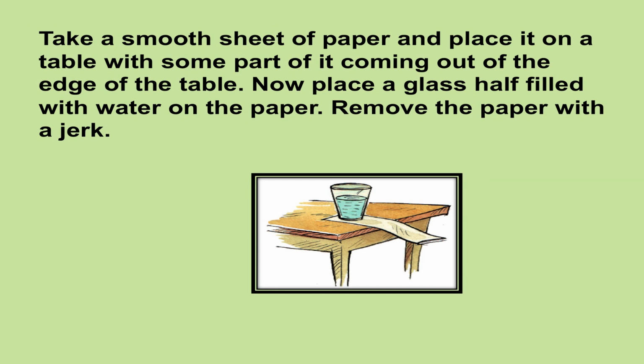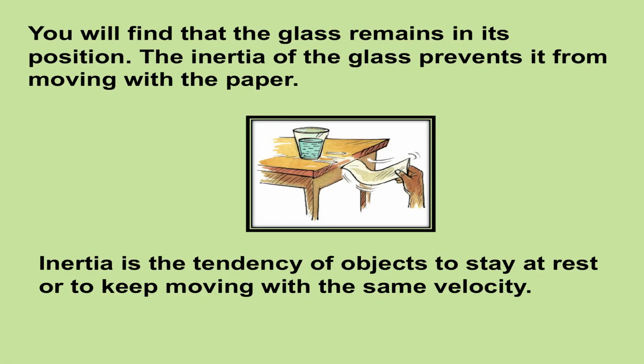Take a smooth sheet of paper and place it on a table with some part of it coming out of the edge of the table. Now place a glass half filled with water on the paper. Remove the paper with a jerk. What do you observe? You will find that the glass remains in its position. This inertia of the glass prevents it from moving with the paper.